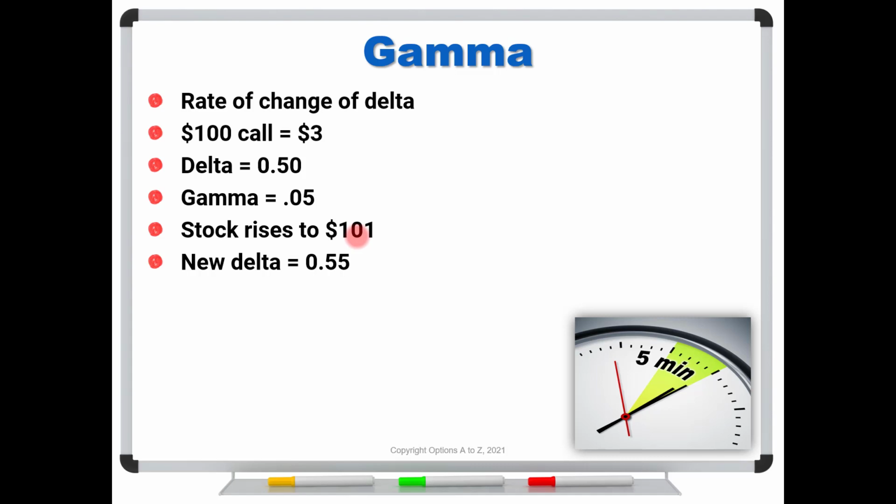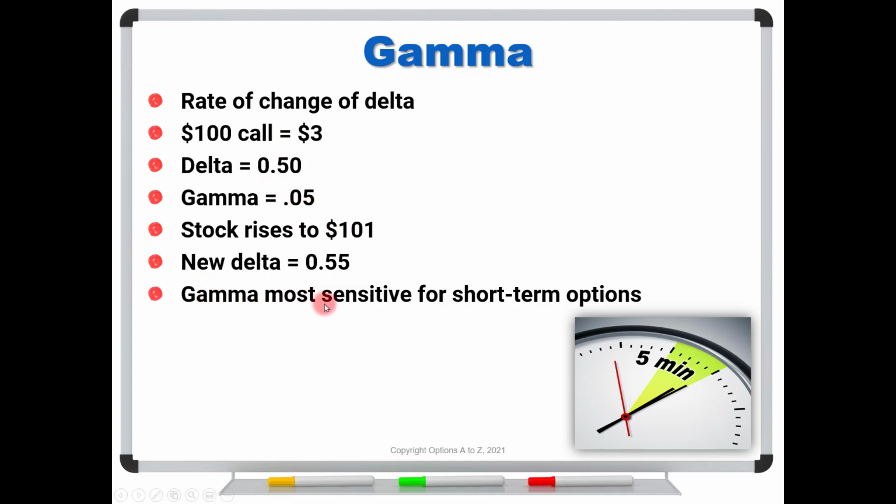Now it's super important to understand that this dollar move has to be right now. We can't expect it to be later in the day or next week, because then we're going to have theta to contend with and also possibly different stock prices. So we have to keep everything else constant. The main thing to understand about gamma is that it is the most sensitive for short-term options. This is really the key right here.